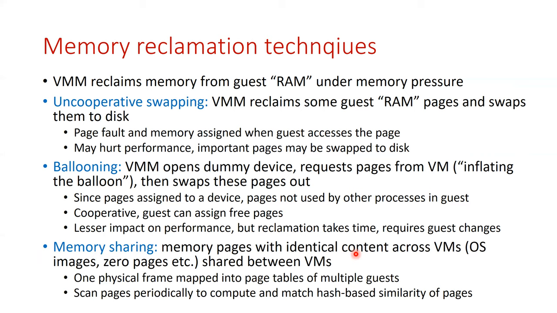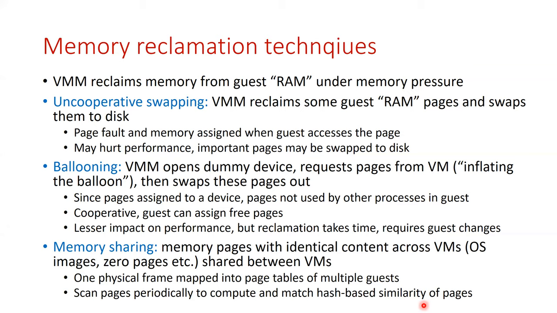Now, how do you find out the similarity? Periodically, the VMM will scan the memory of all the guests and compute some hash, and if the same hash exists in both guest pages, then it knows that the content is possibly similar. If the hash matches, it can then compare the content. And if the content also matches, then it knows, okay, I need not give two separate physical frames. I can give the same physical frame to both these guests. So this requires some computation overhead in the background to find out the similarity.